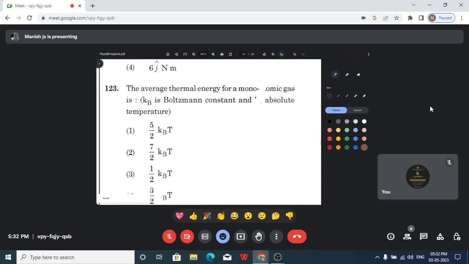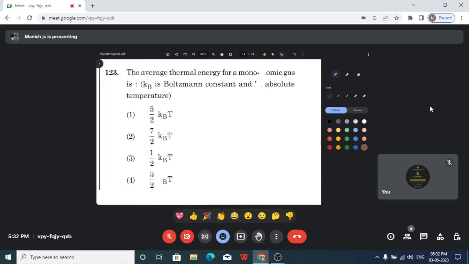Question number 123. The average thermal energy for a monoatomic gas is, what is the average thermal energy for a monoatomic gas? Where Kb is the Boltzmann constant and T is nothing but the absolute temperature.